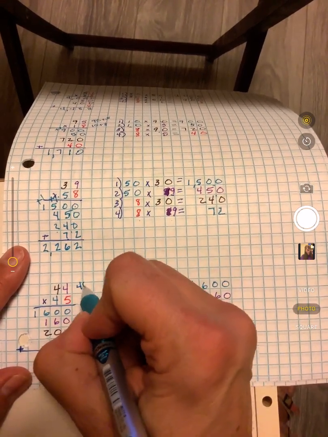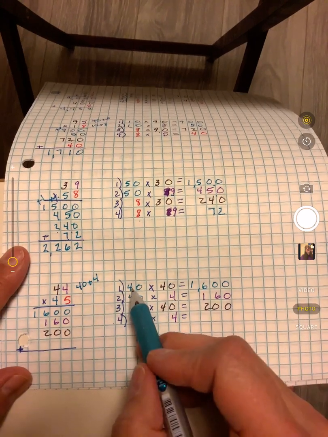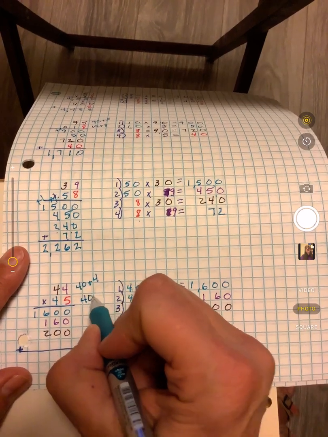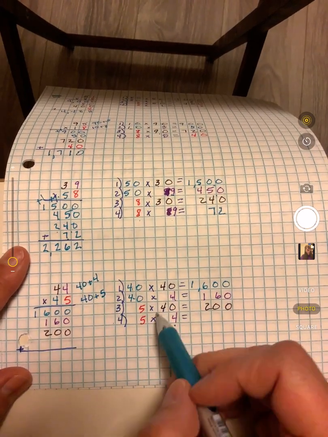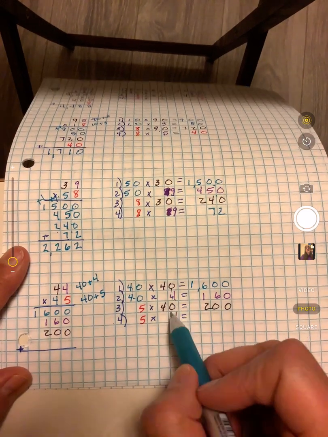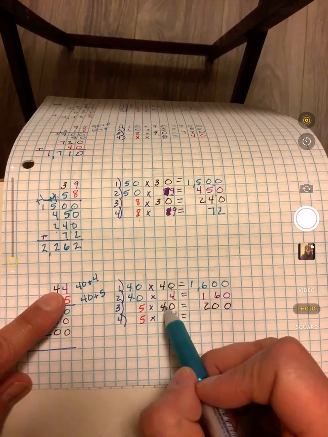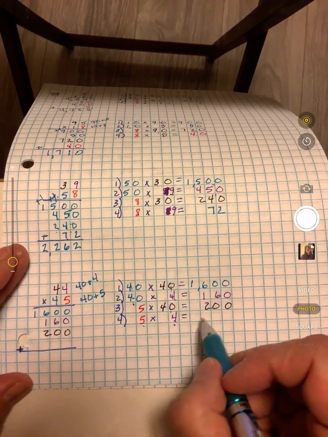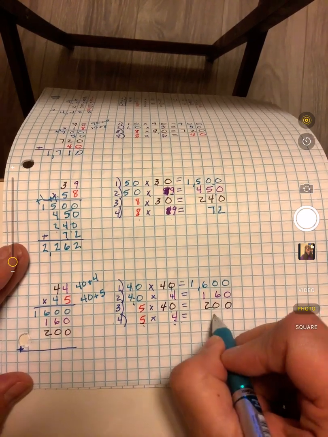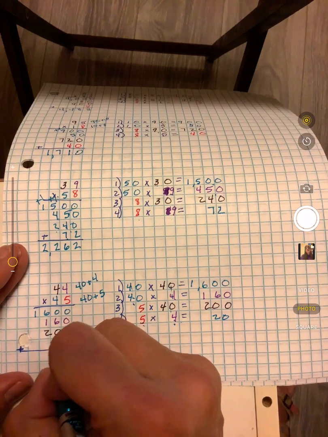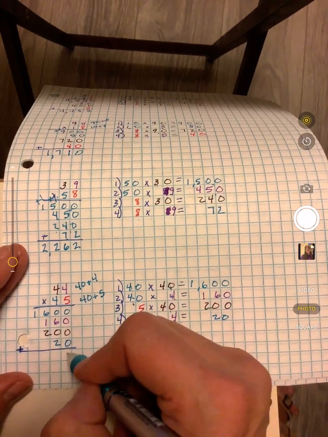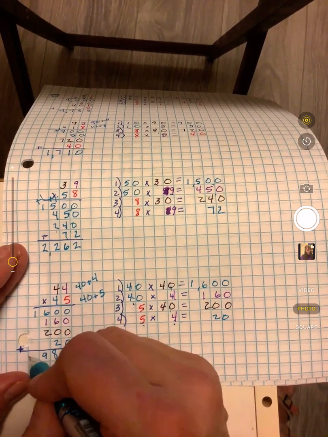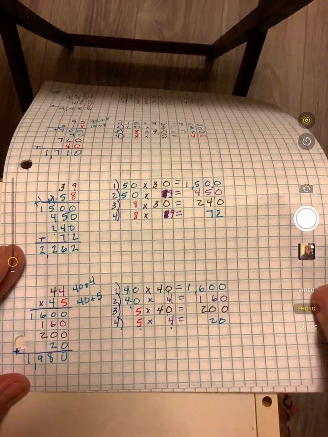44 is the same as 40 plus 4. So there's my 2 40s. There are my 2 4s. 45 is the same as 40 plus 5. So that's the 2 40s for that. This is the 2 40s for that one. Here's my 5 and my 4s. Okay, so we have to do 5 times 4 is 20. And if we put the 20 here and add it up, 0, 8, 6 plus 1 plus 2 is 9, and then 1. Okay, so now we're going to look at IXL.